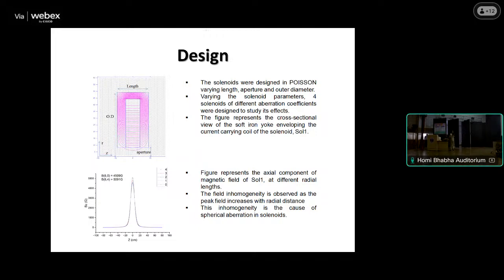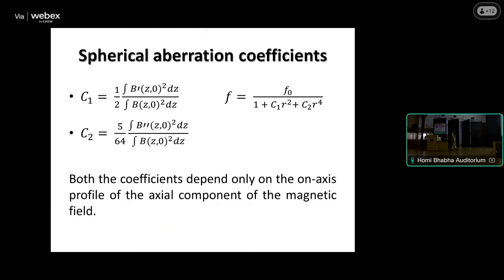This figure represents the axial component of the solenoid field. As the radius changes, we can see that this changes. We are taking, at different radii, what the BZ is. This is the reason for spherical aberration, and this is the field inhomogeneity which he has shown here. The spherical aberration coefficient is defined in terms of BZ along R equal to 0. It is defined like this, and the focal length changes with these spherical coefficients in this manner.